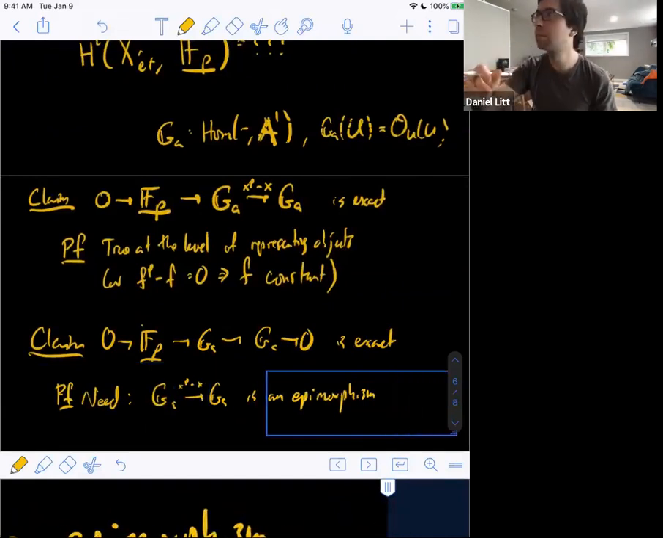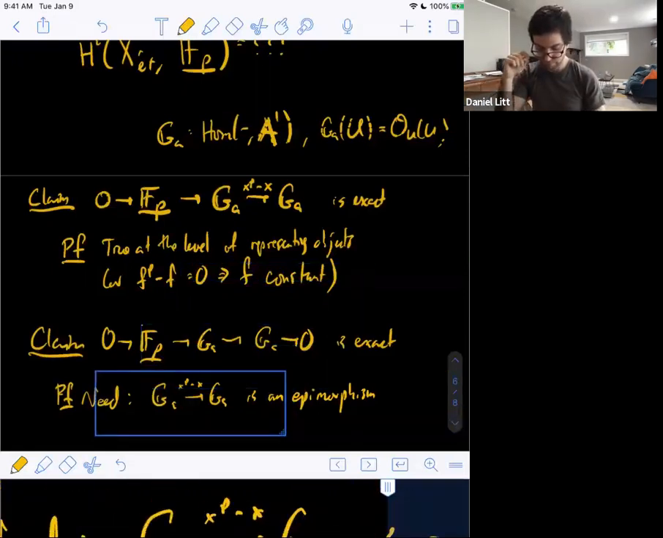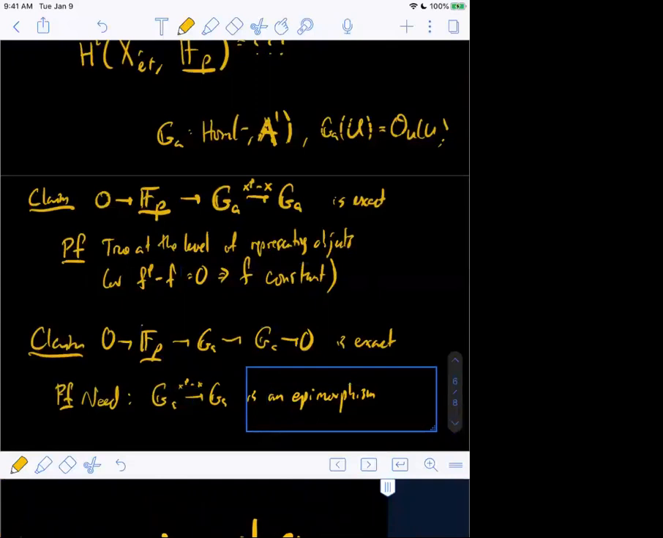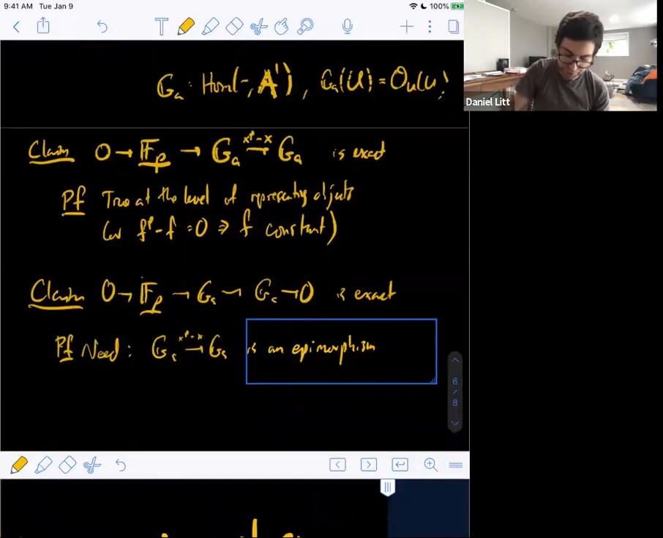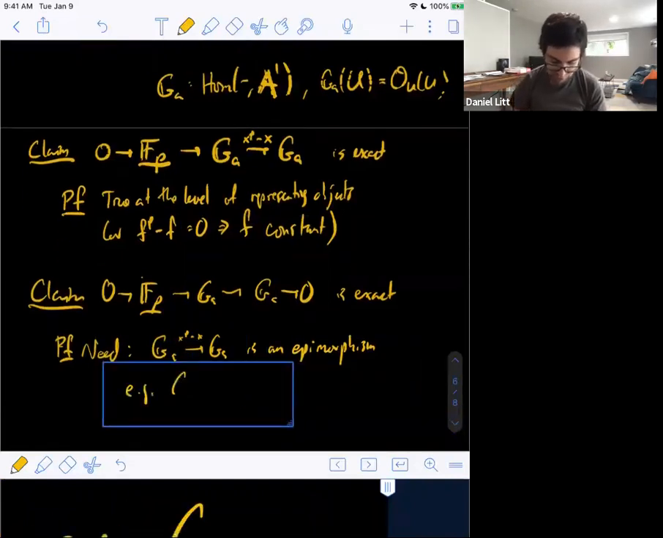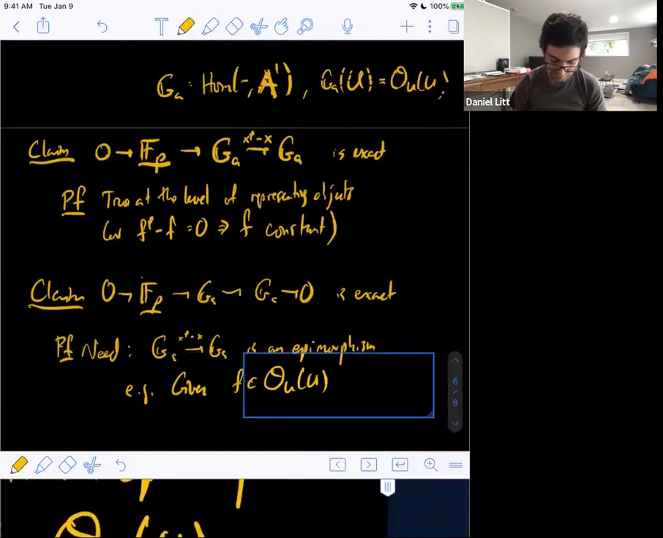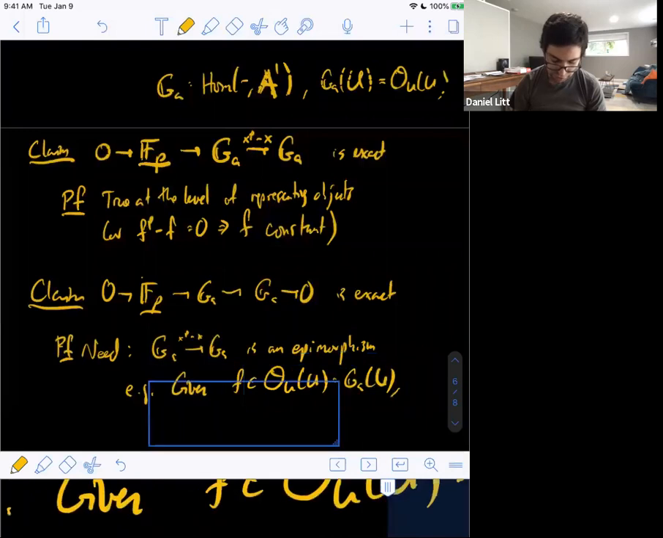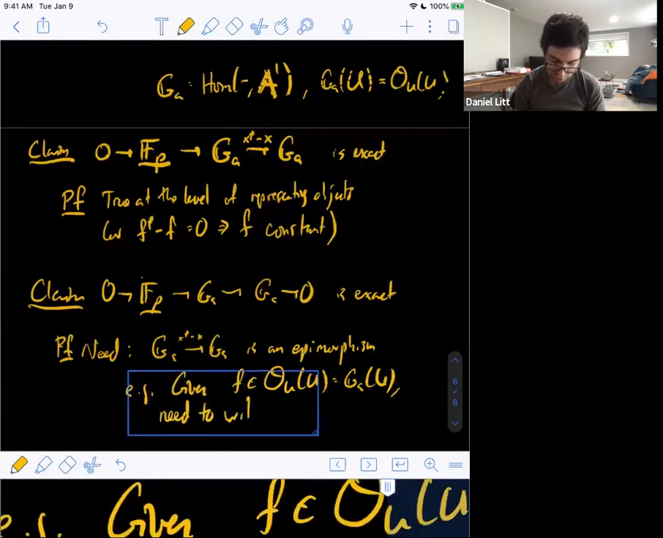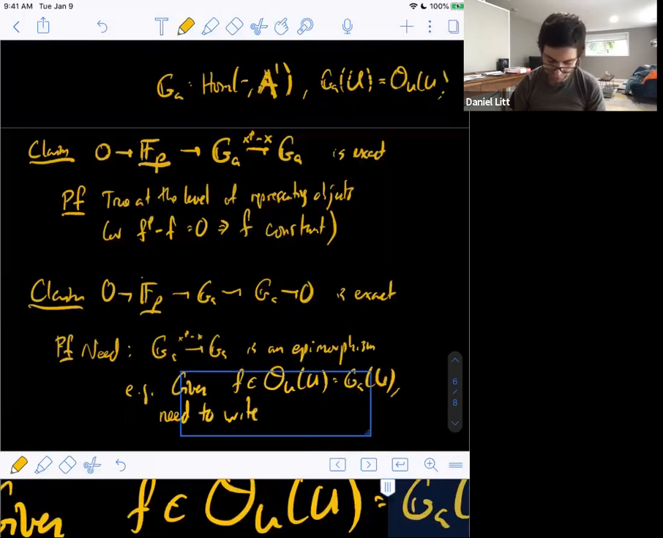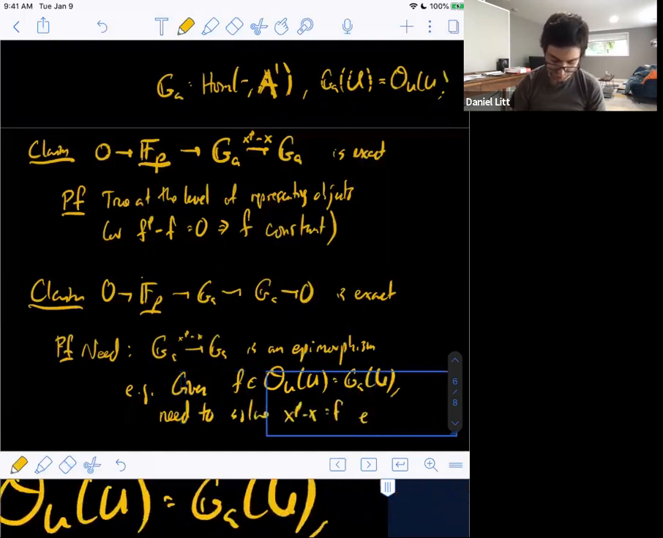So can anyone prove this for me? I mean, we just need to be able to solve x to the p minus x equals some f. Yeah, so given some function f in O_U of U, which is the same as G_a of U, we need to solve, as you say, x to the p minus x equals f étale locally on U.